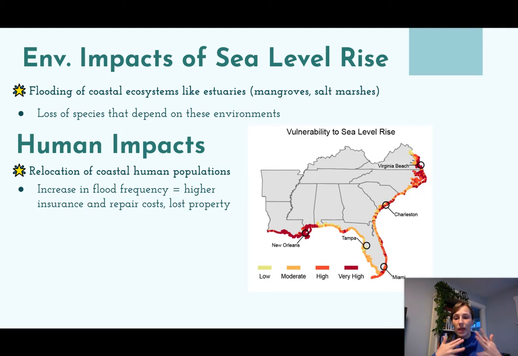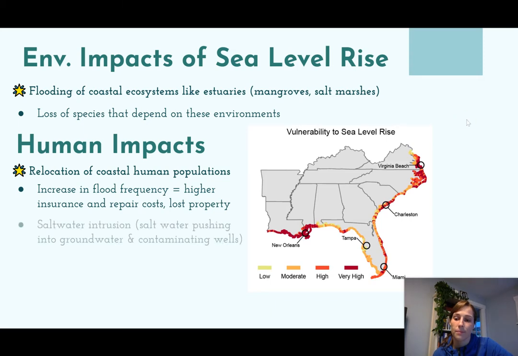This is also going to increase the flood frequency, which means higher insurance and repair costs and loss of property, because as this rising level encroaches, you are going to have more flooding occurring even farther inland than we have typically seen in the past. You're also going to get saltwater intrusion, which is where the salt water from the ocean starts pushing into groundwater and contaminates wells, where some people get their drinking water. If your well water is salty, you can't drink it. You no longer have drinking water at your home.